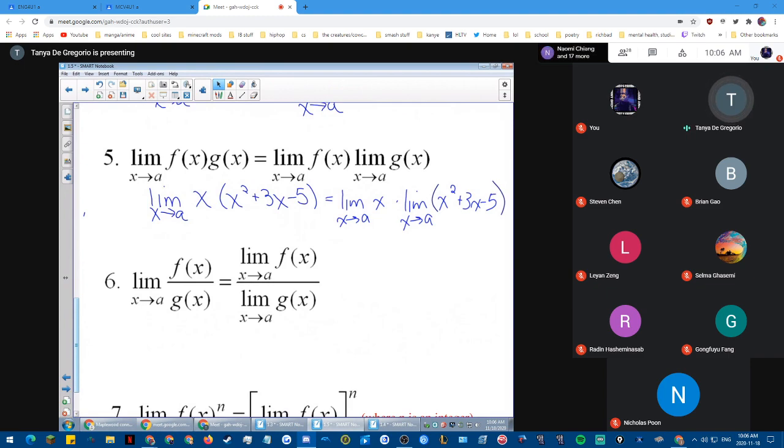Similarly, guys, if you're dividing, look, I have a rational function here. You can do the limits in the numerator and the denominator separately. Okay?